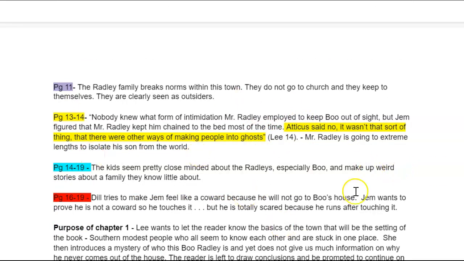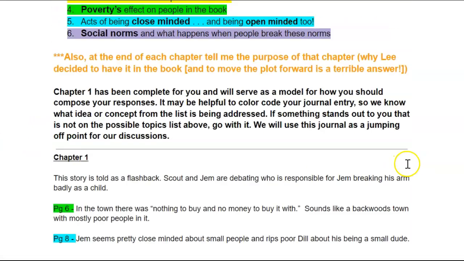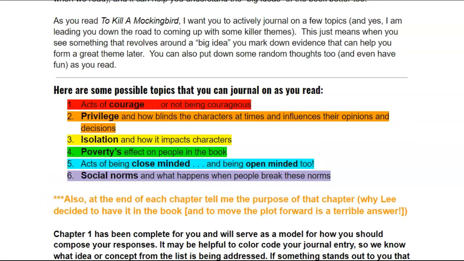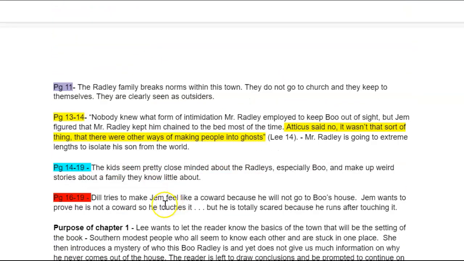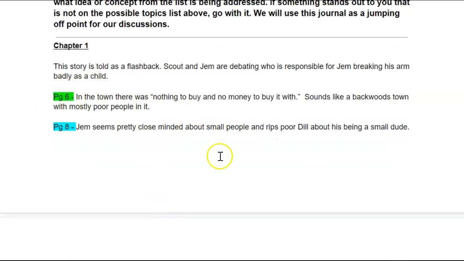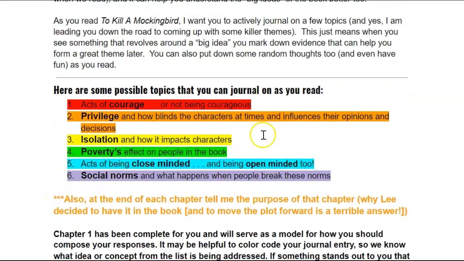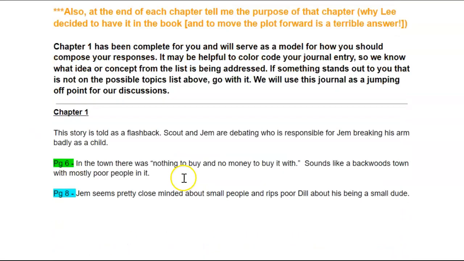But if you look at the other examples, for instance, if I look at page 11, it says the Radley family breaks norms with this town. They do not go to church and keep to themselves. They are clearly seen as outsiders. And so we know that anything having to do with social norms is highlighted in purple here. All right, make sure you look through that example and the different notes on each page. Again, they could just be your reactions, but you want to make sure you're coming back to these big ideas and these topics to journal about.